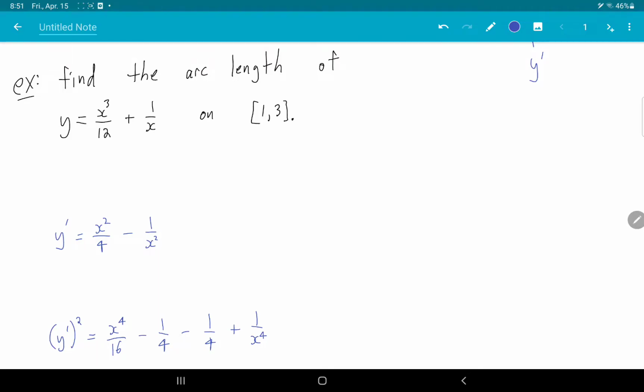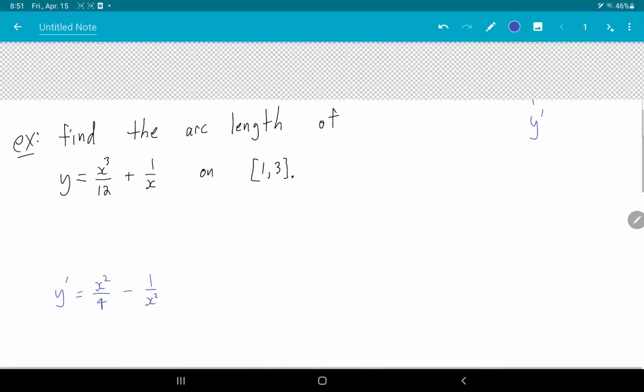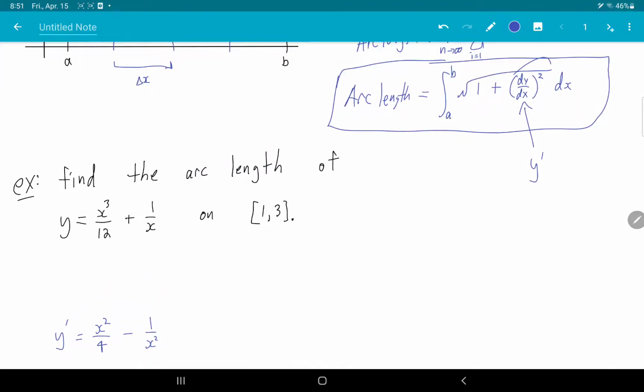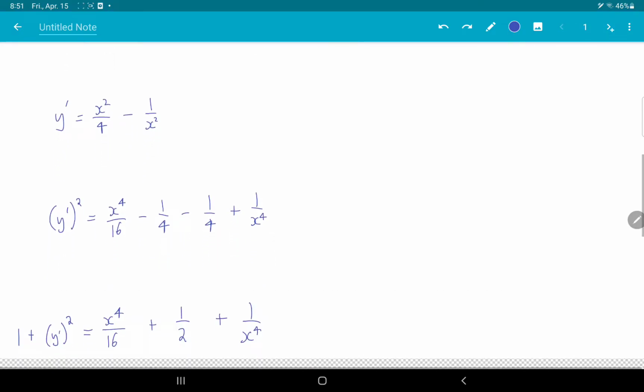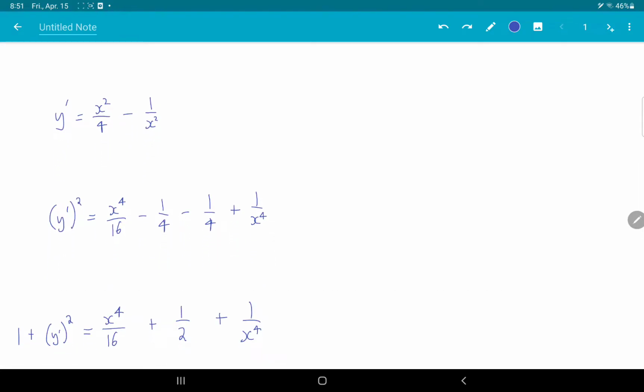Now what's the next step? Well, the next step is to add 1, right? You want to have derivative squared and then plus 1. So I do that in my next step. And what happens? Well, I had minus a half, right? This is minus a half. It becomes plus a half.